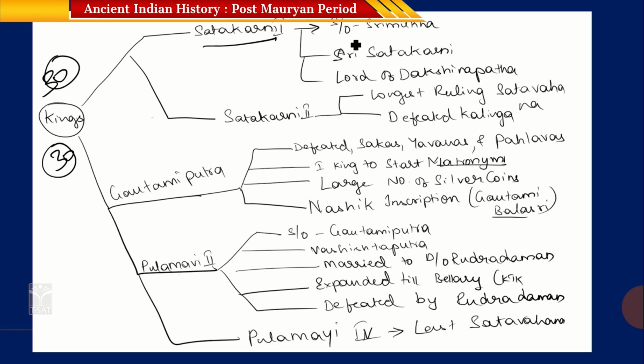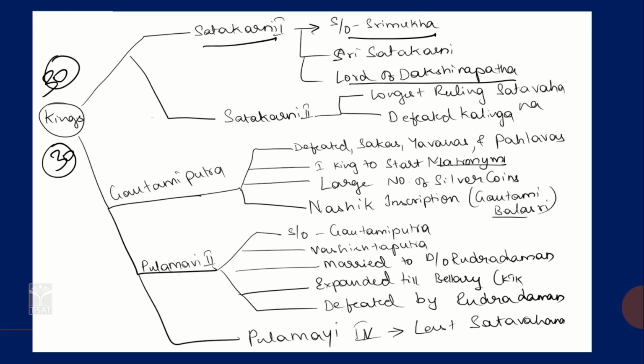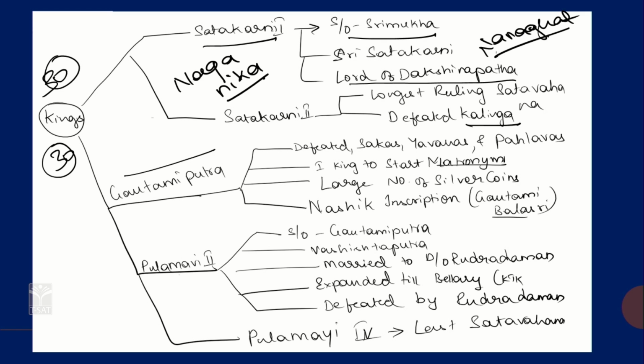Shatakarni I was the son of Srimukha, also commonly called Sri Shatakarni, and he was generally known as the Lord of Dakshinapatha, mentioned in the Nanaghat inscription given by his wife Naganika. Shatakarni II also had the longest ruling Shatavahana period. He defeated Kalingas and brought Odisha back into the control of Indian kings. But the most popular Shatavahana is Gautamiputra Shatakarni, who defeated the Shaka, Yavana, and Pahlava.